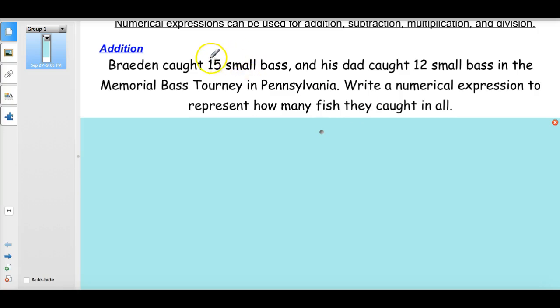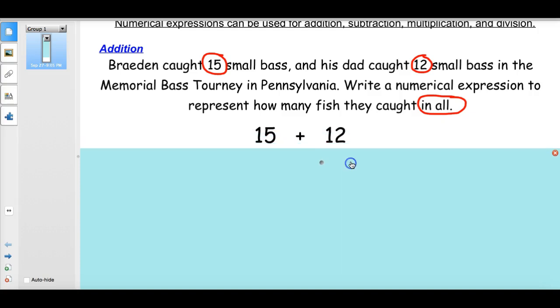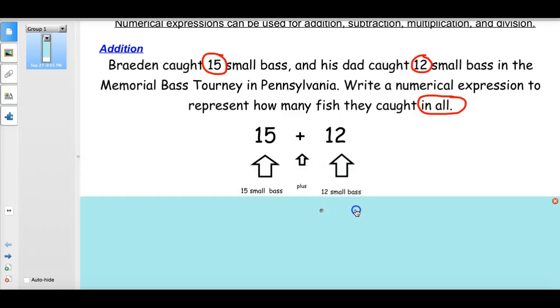So, for example, Braden caught 15 small bass and his dad caught 12. They want us to find how many fish they caught in all. So if we're finding how many fish they caught in all, you would use addition to represent this word problem. So we have 15 plus 12. Remember, the 15 represents the small bass. We're going to use our plus sign, and then we're going to show that there are 12 small bass that we're adding on.